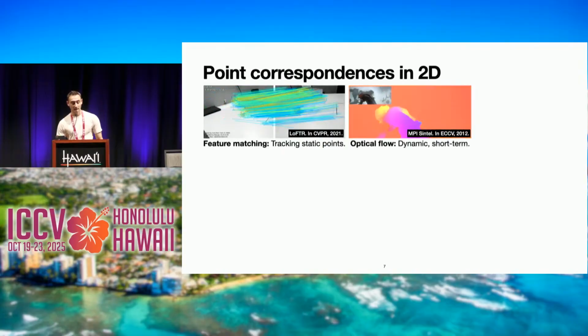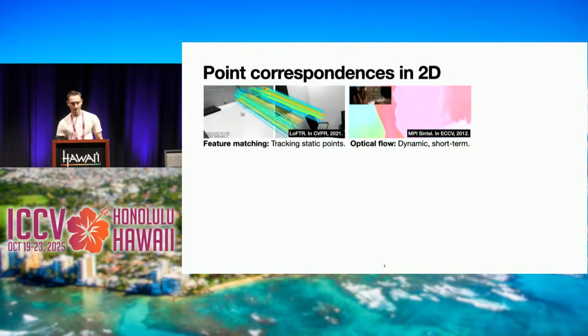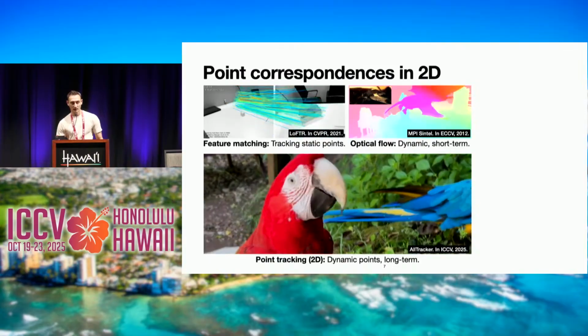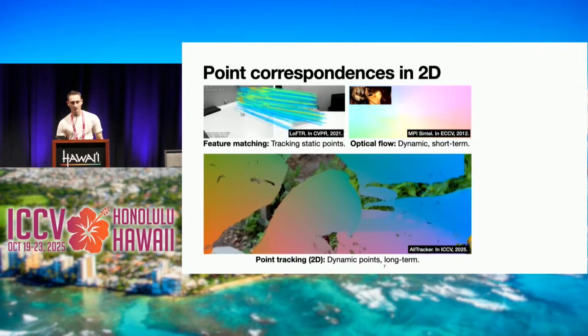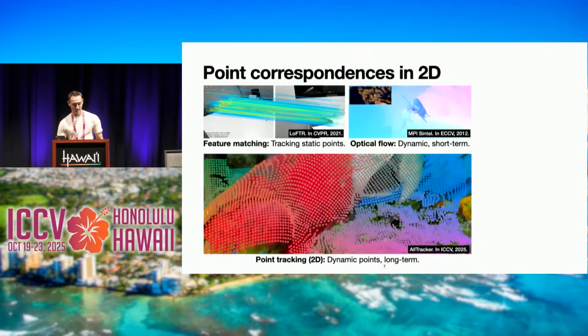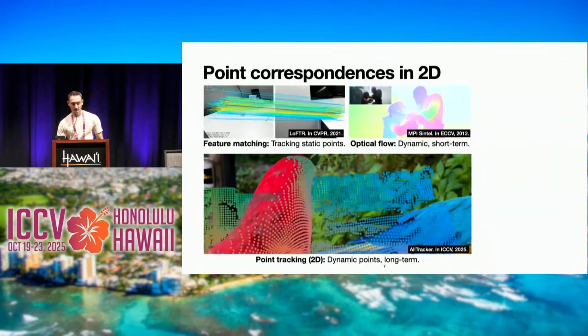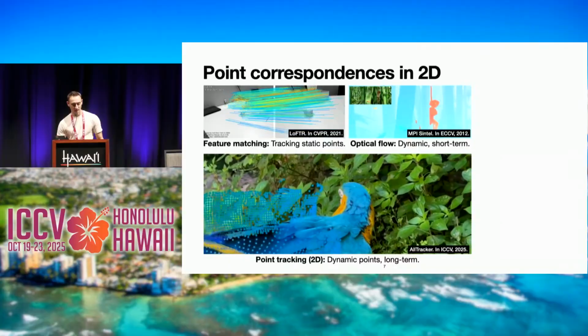Moving to dynamic points, we have optical flow, which is tracking the apparent motion in videos. However, it's only tracking for the short term, frame to frame. Then we have point tracking, which is an extension of optical flow, where we try to track arbitrary surface points throughout the whole video. This is AllTracker, the current state-of-the-art tracker in 2D point tracking, presented at ICCV as well. You can check it out.